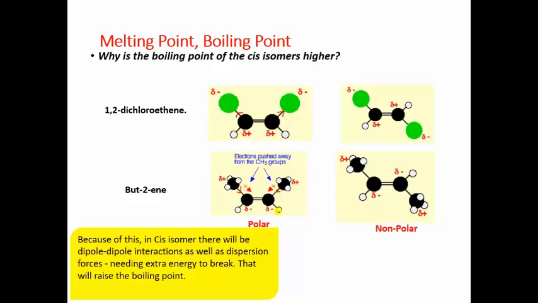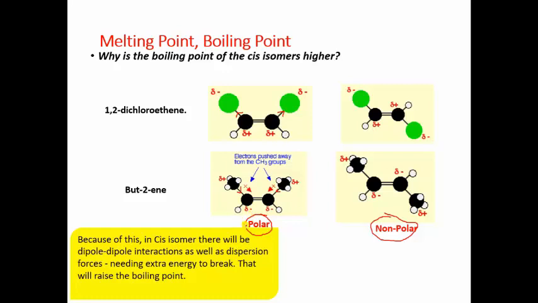These cis isomers are polar and trans isomers are non-polar. So because of this, in the cis isomer there will be dipole-dipole interaction as well as dispersion forces needing extra energy to break. That will raise the boiling point. This polar molecule forms further dipole-dipole interactions and dispersion forces.